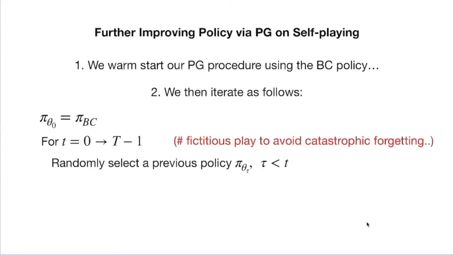Right, so this is a thing called fictitious play in game theory. The reason we want to do that is to avoid catastrophic forgetting, right? We don't want to forget how to play against an older player. If you randomly sample an opponent from all the policies that you have computed so far, you will be able to learn a policy that does not forget how to play against an older opponent.